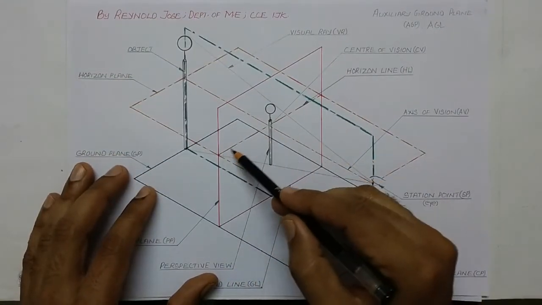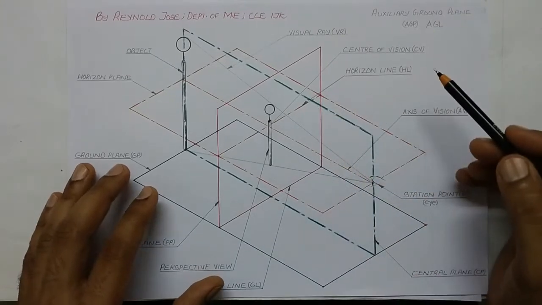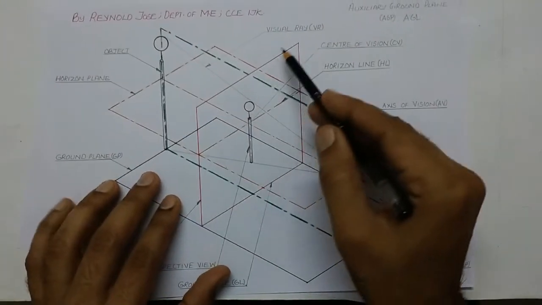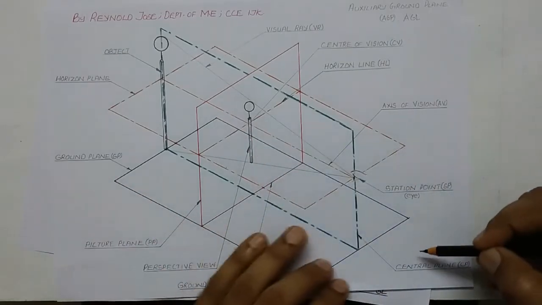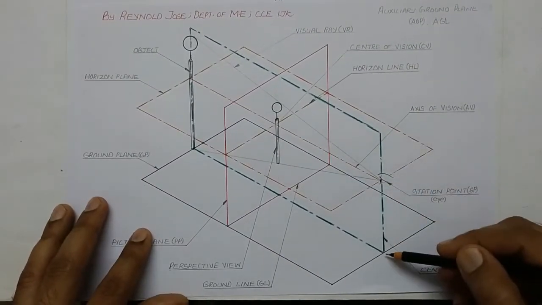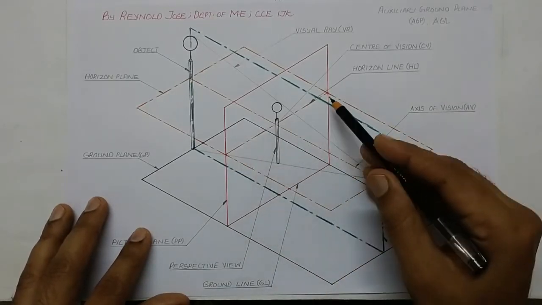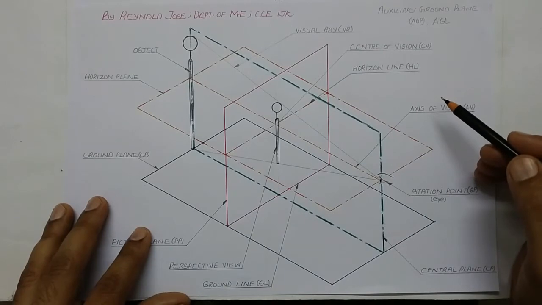Second one is known as the horizon line. So horizon line is the intersection of the horizon plane with respect to the picture plane. Then you will be able to see the central plane also. This is the central plane. So the central plane, the ground line and the horizon line, these three lines will be visible in the front view.